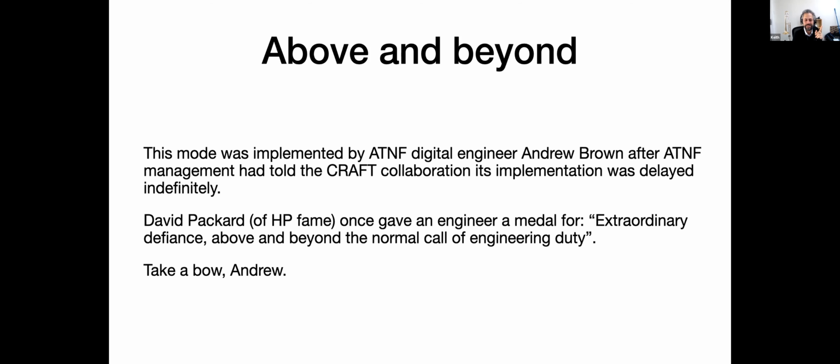And I like that because I like how, in engineering duty, you have to be defiant, and there's a normal call of engineering duty, but you should also give a nod to someone who is more extraordinarily defiant. Anyway, so take a bow, Andrew. I think without you, this wouldn't have happened.